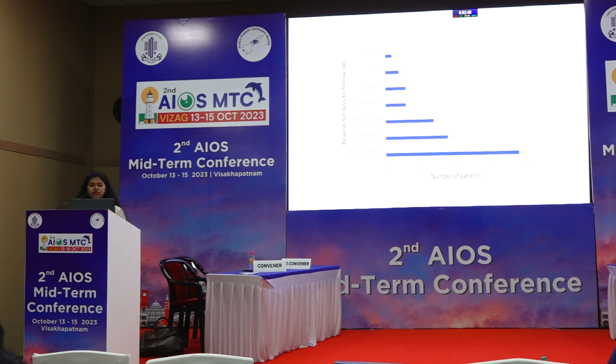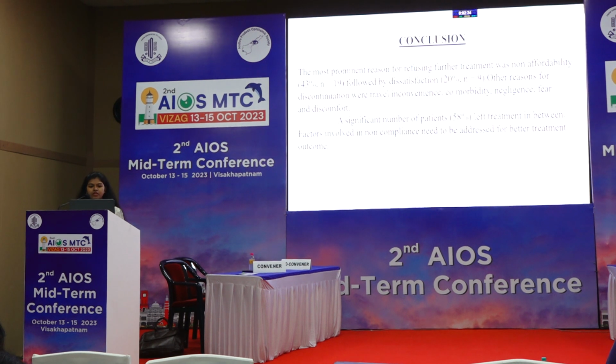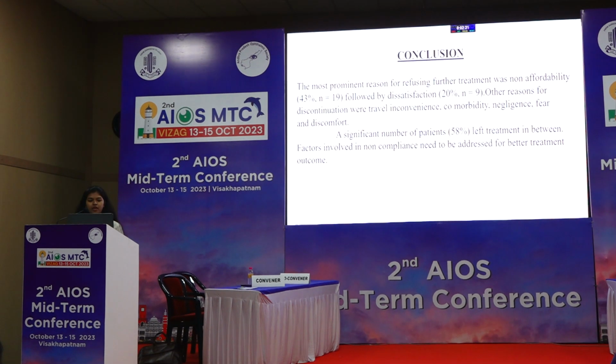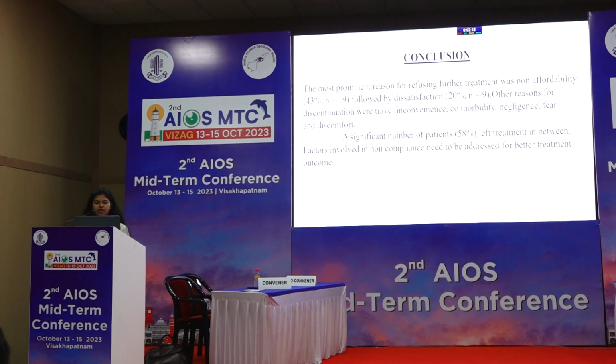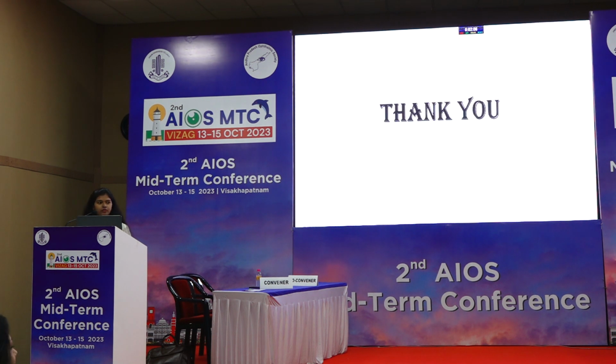This bar chart shows the number of patients who have left treatment because of various reasons, the most common being non-affordability. Conclusion: the most prominent reason for refusing further treatment was non-affordability, 43%, n equals 19, followed by dissatisfaction, 20%, n equals 9. Other reasons were travel inconvenience, comorbidity, negligence, fear, and discomfort. A significant number of patients, that is 58%, had left treatment in between. So the factors involved in non-compliance need to be addressed for better treatment outcome. These are references. Thank you.